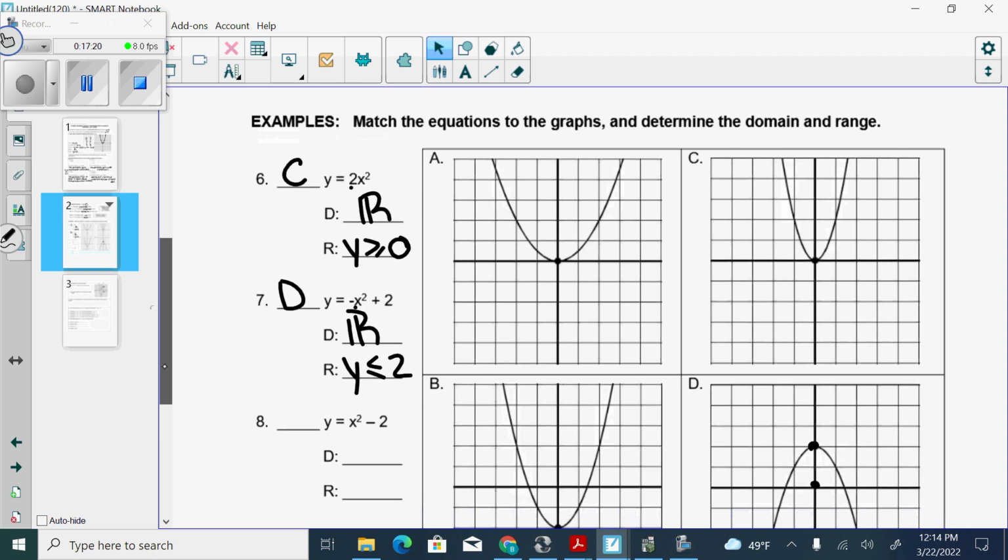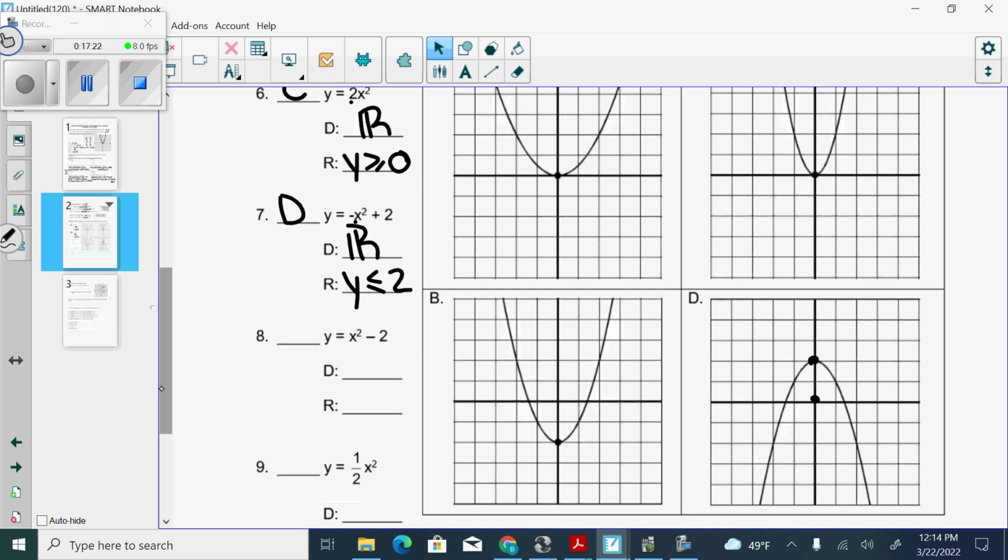All right. Number 8, we're looking for x squared minus 2. What does that mean is going to happen? Down 2. So which one of these starts at down 2? Very good. All right, what's my range for B?